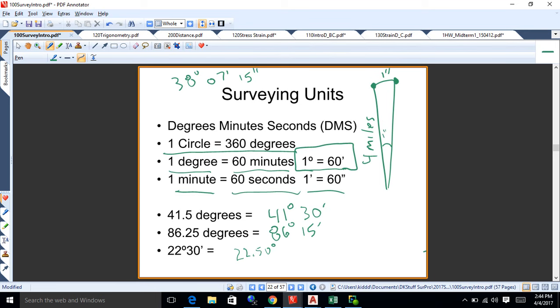So that's the system for measuring angles. A little bit awkward, but that's what it is. Y'all okay with that? All right, we good?